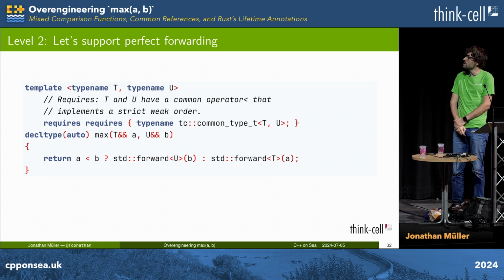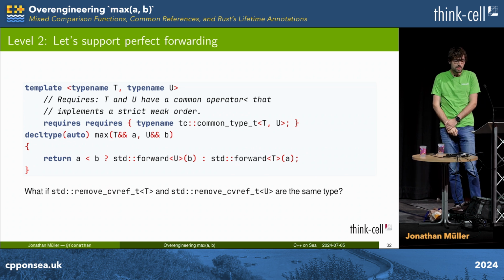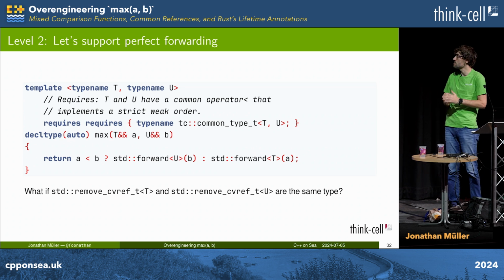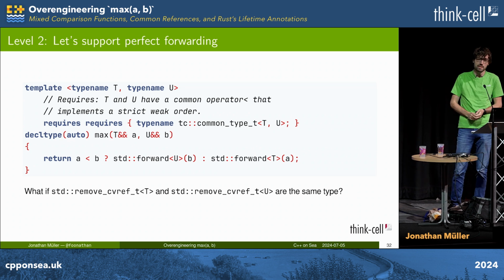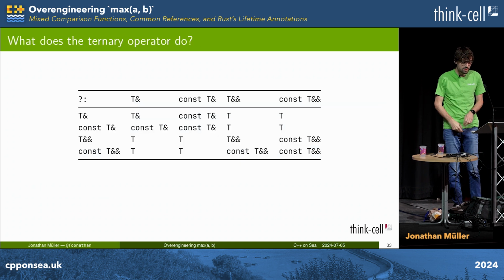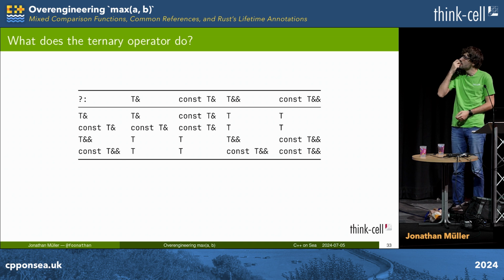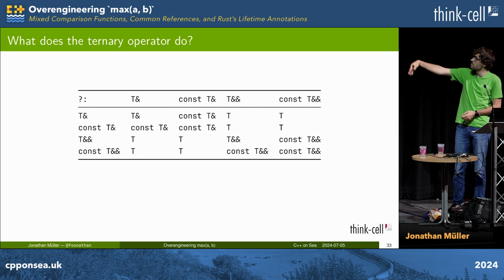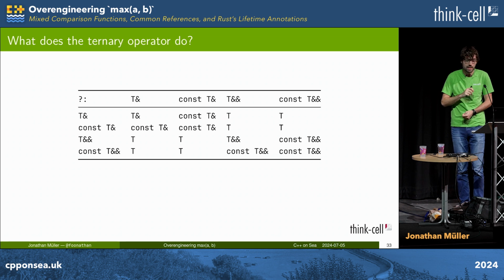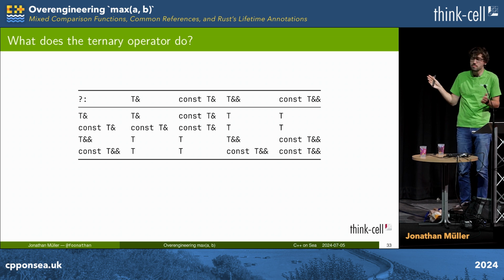I want to understand what exactly the return type is. In particular, I'm curious about the case, what if we're essentially passing the same type? We're just passing different const and cbref qualifiers of the same type to max. So what's happening here? What does the ternary operator return? For that, I built the following table: the ternary operator between the various cbref qualifiers of 2 types. It's symmetric, which is nice. So it's commutative, which is a good sign.